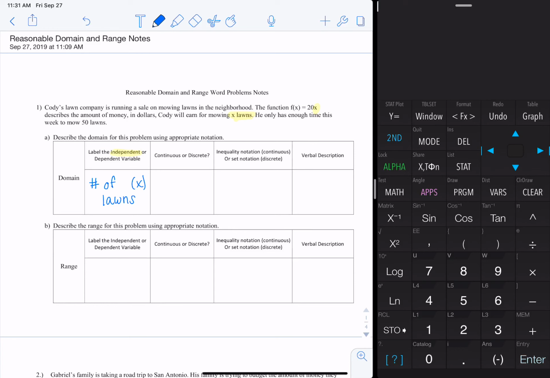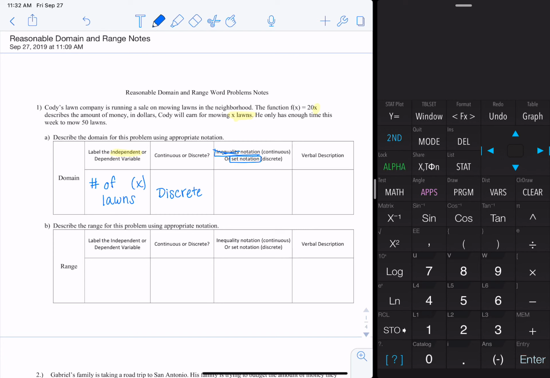This situation we are going to say is discrete. And we're going to say it's discrete because even though Cody could mow only a part of a lawn, nobody's going to pay him for that. So if you're out mowing lawns, you have to mow the full lawn to get paid, right? Okay, because it's discrete, we're going to use set notation.